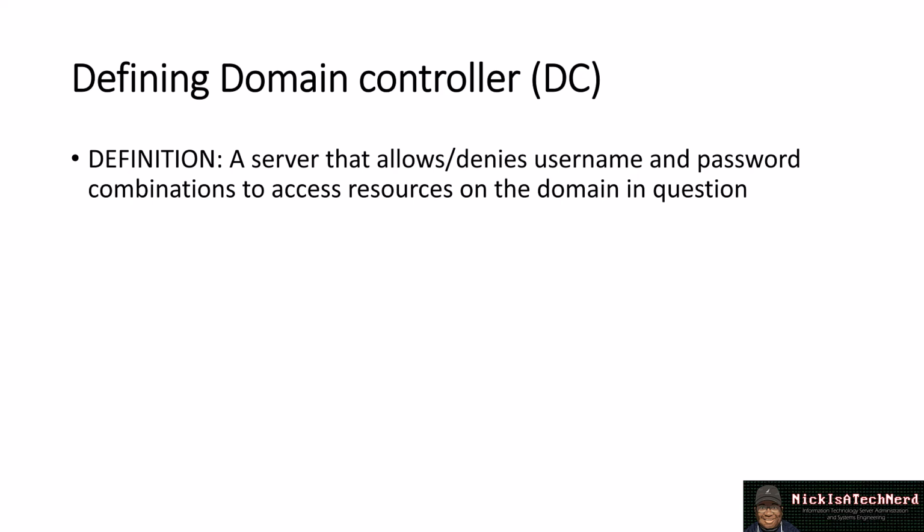So let's just say, for example, you're trying to access a file that's located on a server in domain X. Then the domain X domain controller will ask you for a username and a password. There are principally two types of denials. The first denial is the username, well, actually three.